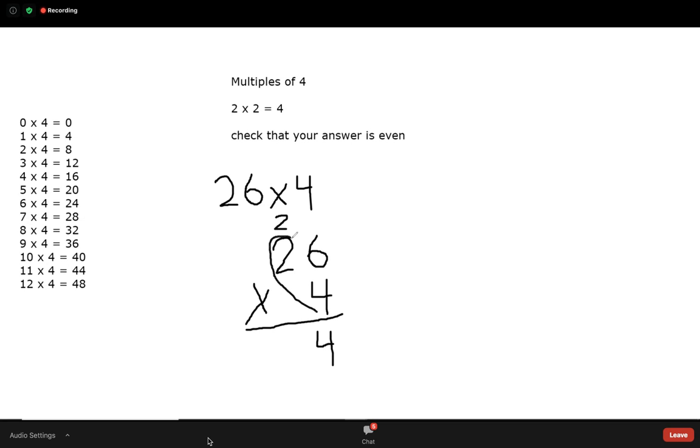Then we would do 2 times 4, which we can think of as 4 plus 4. It'll be 8. And now we need to remember to add the number we carried over. So it'll be 8 plus 2, with a total of 10. Our final number, 104. So we need to remember to check our number by seeing that 4 is an even number, and we'll be good.